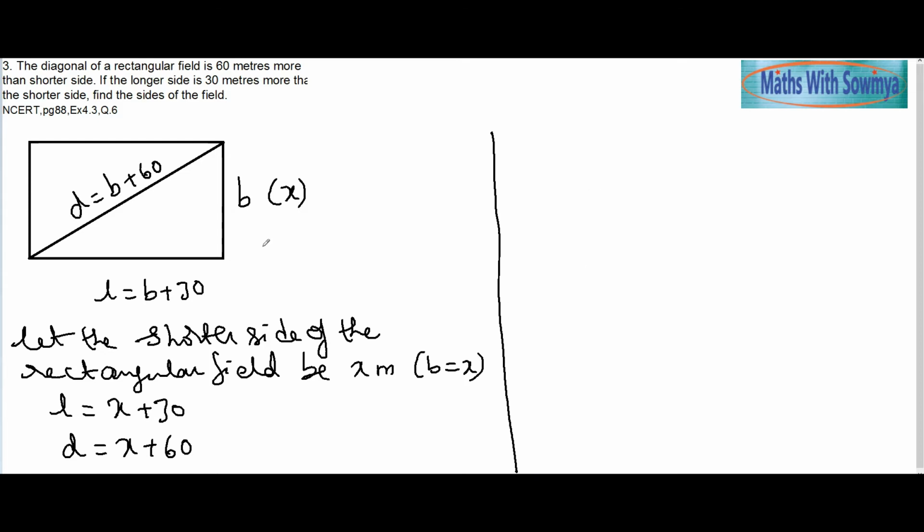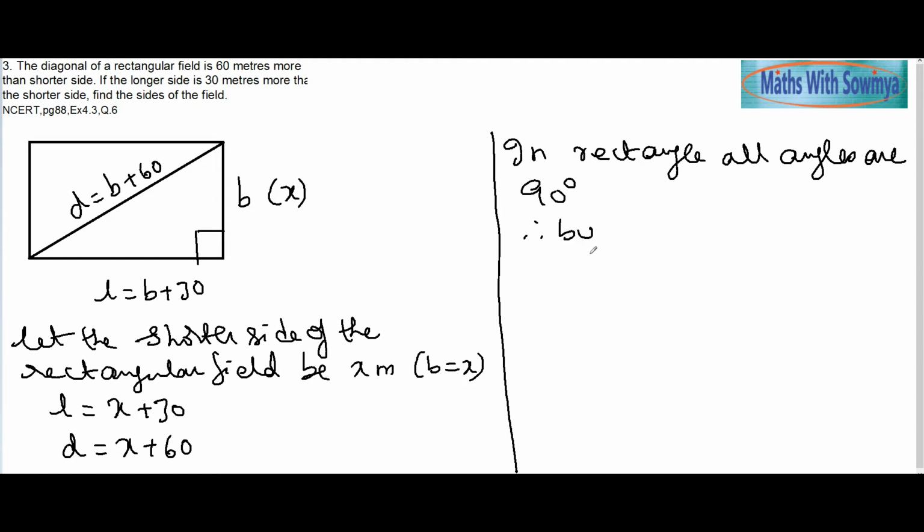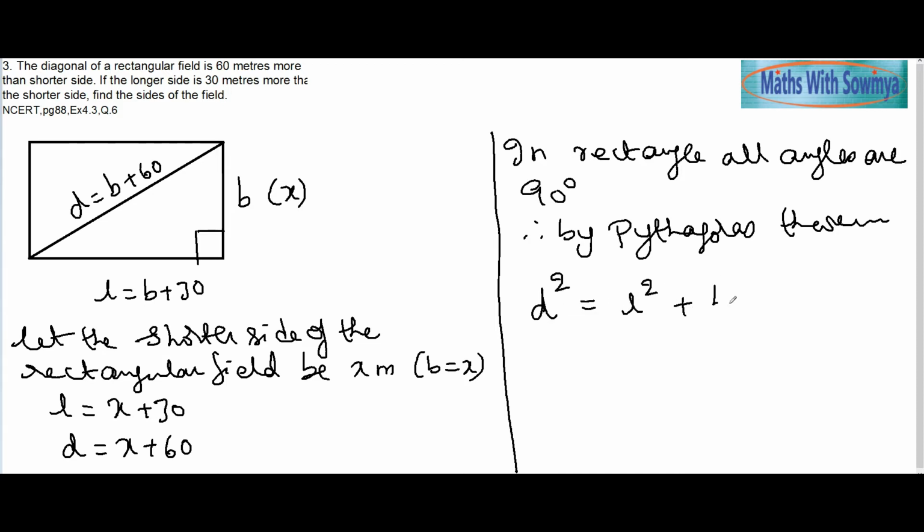Now, this is a rectangle, so this will be 90 degree. We can apply the Pythagoras. So, you can say in a rectangle, all angles are 90 degree. Therefore, by Pythagoras, we can say that here L square plus B square is equal to D square, or D square is equal to L square plus B square.